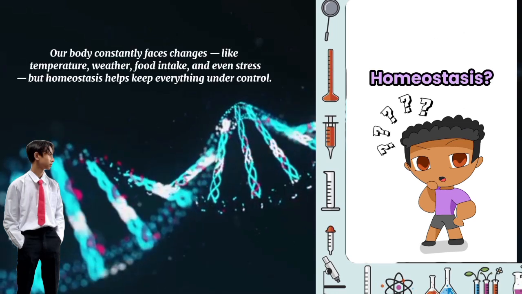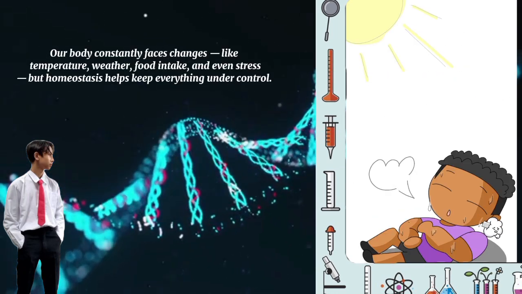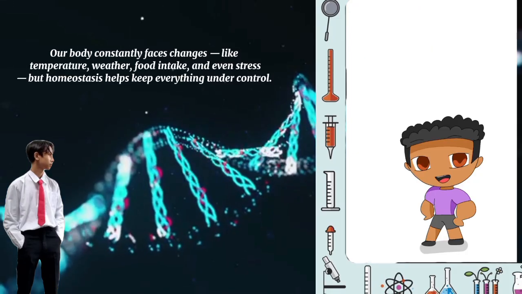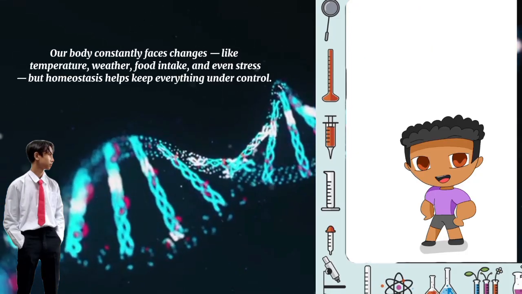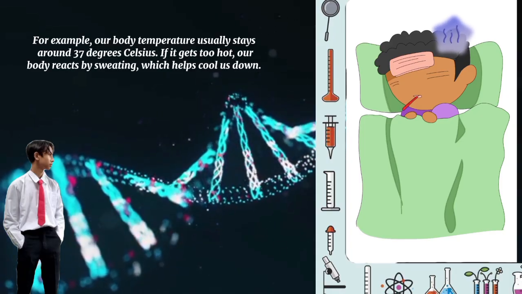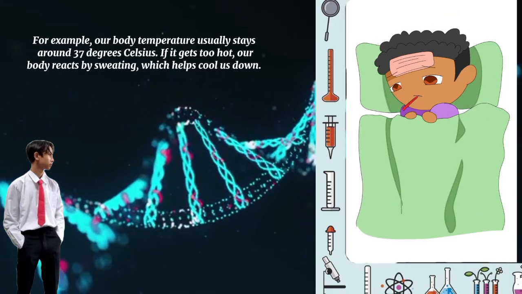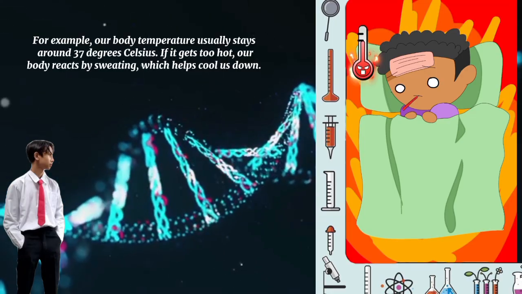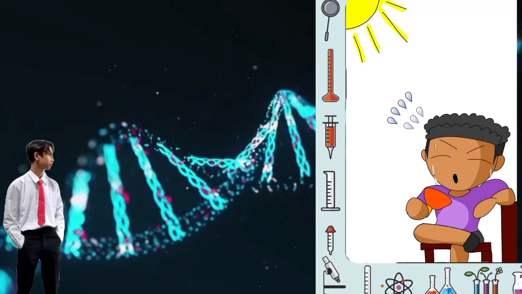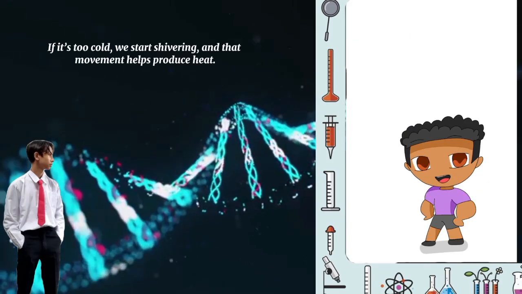Our body constantly faces changes like temperature, weather, food intake, and even stress. But homeostasis helps keep everything under control. For example, our body temperature usually stays around 37 degrees Celsius. If it gets too hot, our body reacts by sweating, which helps cool us down. If it's too cold, we start shivering, and that movement helps produce heat.